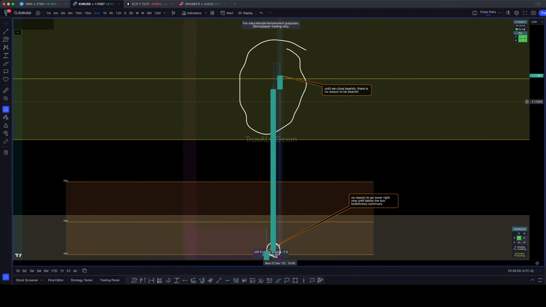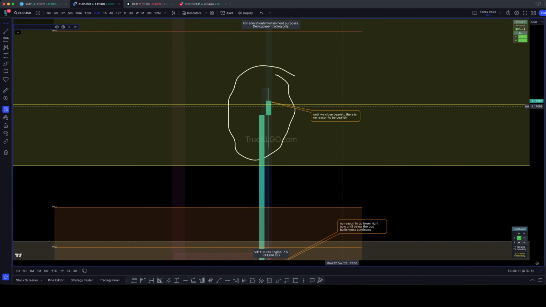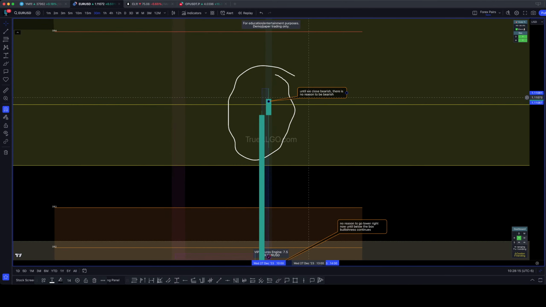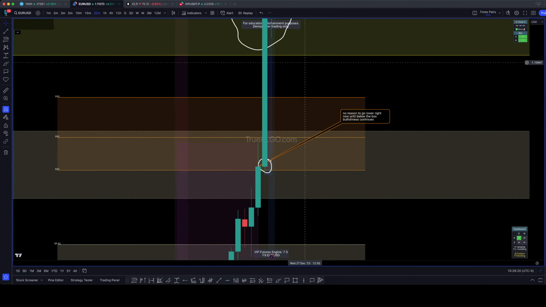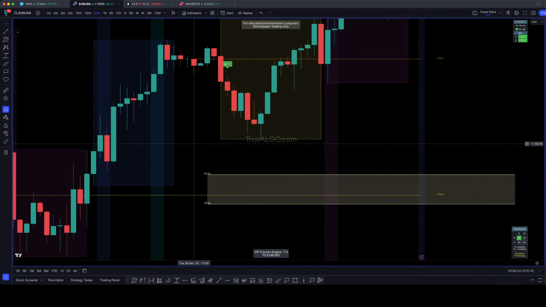You see this push down right here? Retail traders are taught, well, there's your bearishness. Now we're going to flip. I'm going to beat that sell signal and get this monster snipe short on the euro. Instead, the euro puts in a new high. This is why we teach our members until we close bearish, there is no reason to be bearish. Just like there's no reason to be bullish, as you guys saw earlier in the stream.